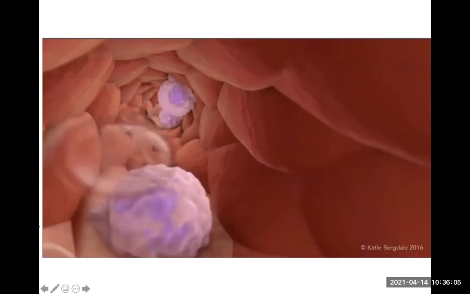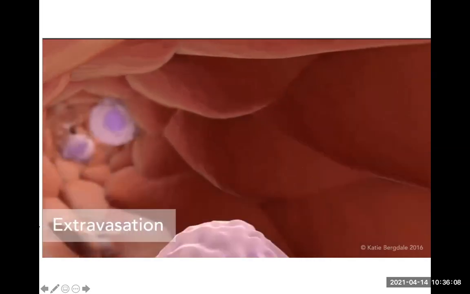Adhering to it, and eventually squeezing out of the vessel. This entire process is called extravasation.